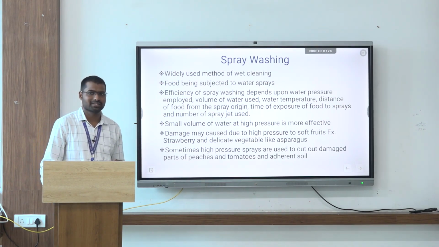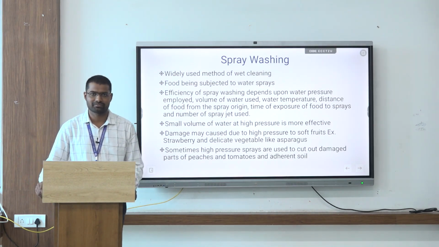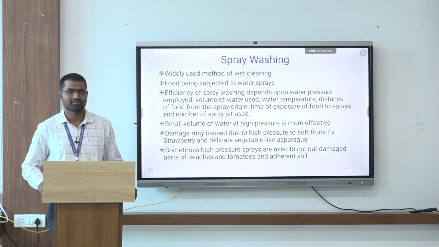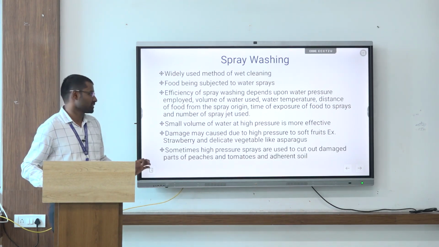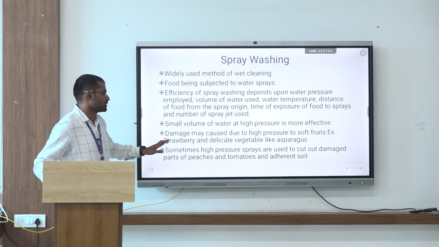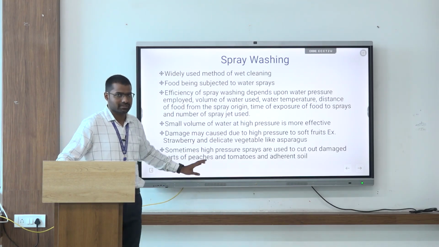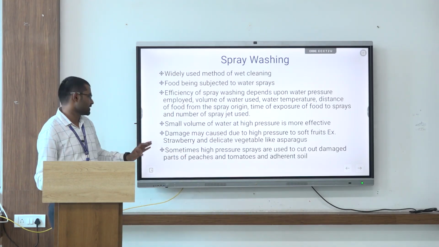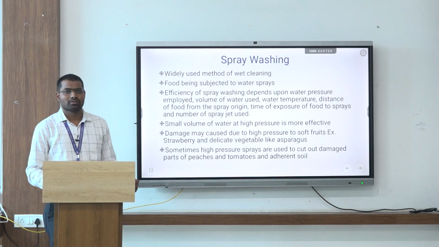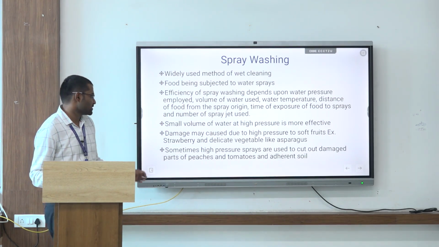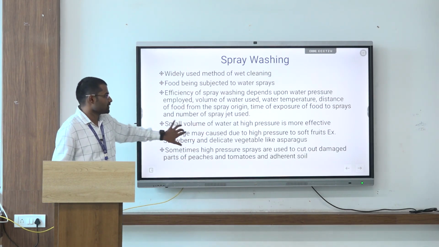Damage: there may be chances of damage when using spray washing where the surface or texture is very delicate, or delicate fruits cannot be cleaned, or the contaminant cannot be removed by spray washing. The texture can be damaged. Examples are strawberries and delicate vegetables like asparagus. Sometimes high pressure sprays are also used to remove or separate the damaged or spoiled part from peaches and tomatoes, and also for adherent soil.